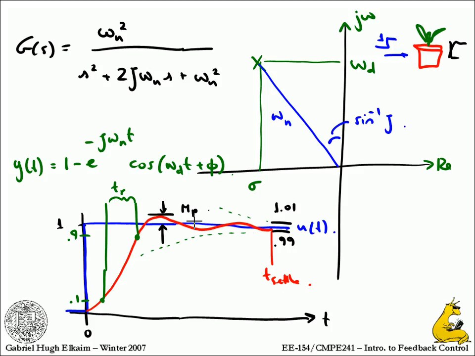M sub p is your overshoot, and then your rise time. Is there a spec for where M sub p happens? I mean the time. The time of overshoot. There's one in the book. You can get there.